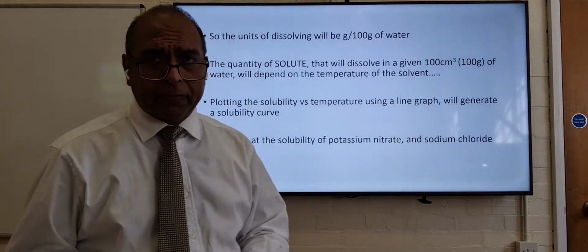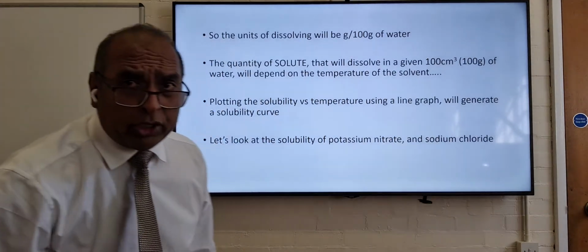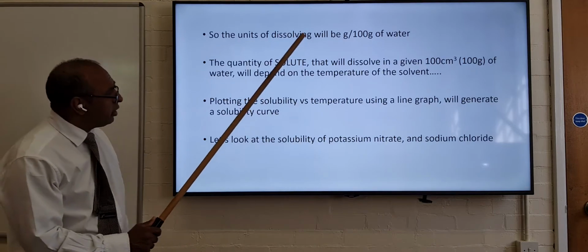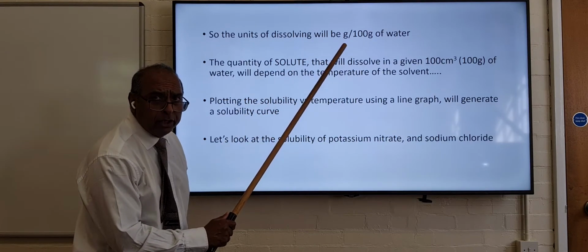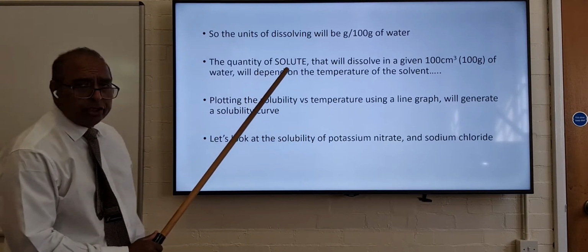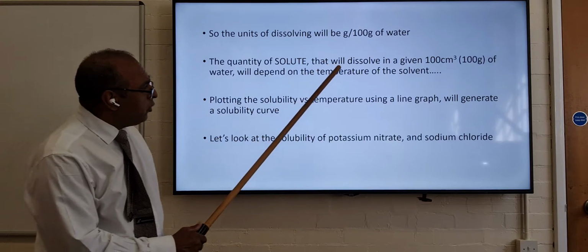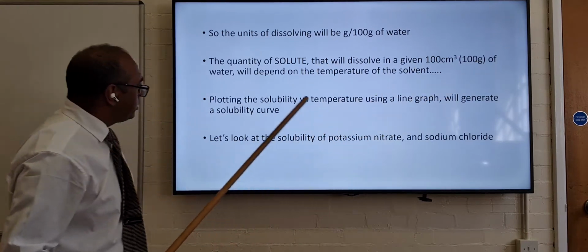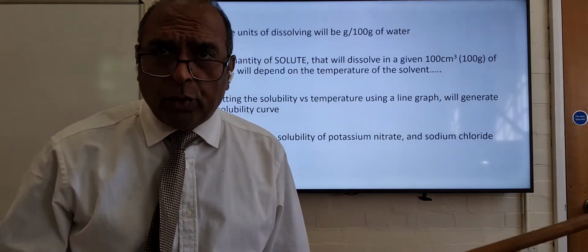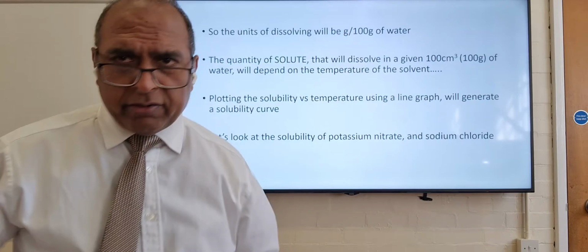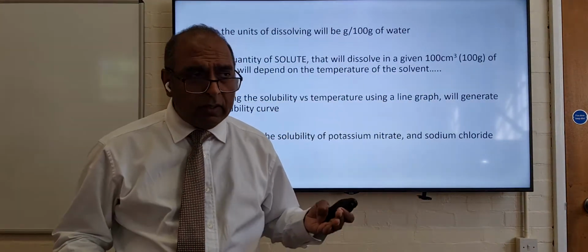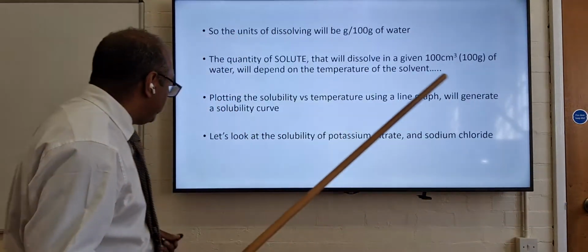Okay, let's carry on. So, important points which you've got to know. The units of dissolving are how many grams dissolve per 100 grams of water. The quantity of solute that will dissolve in a given 100 cubic centimetres of water will depend on the temperature. So if you give a value like 10 grams dissolves in 100 grams of water, you must say what temperature you're talking about. Solubility is linked to temperature.